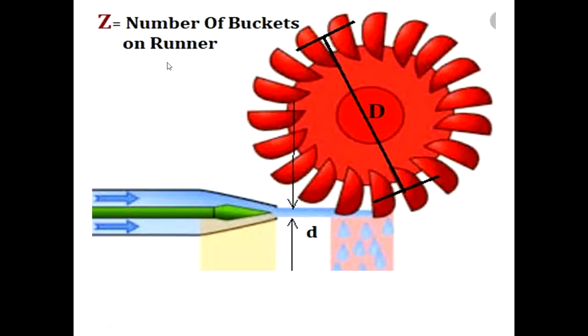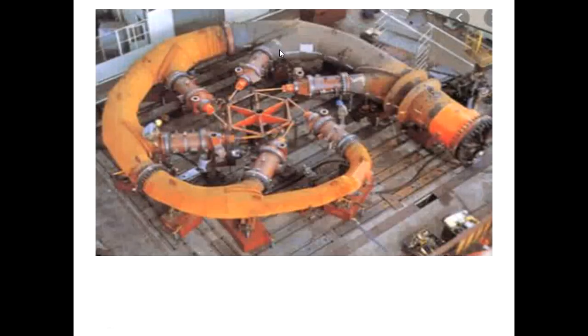Here is the number of buckets on the runner. This is the diameter of the jet, small d, and this is the diameter of the Pelton wheel, capital D. Therefore Z is equal to 15 plus D divided by 2d. D divided by d is the so-called module m. D is the diameter of the Pelton wheel turbine, and small d is the diameter of the jet.